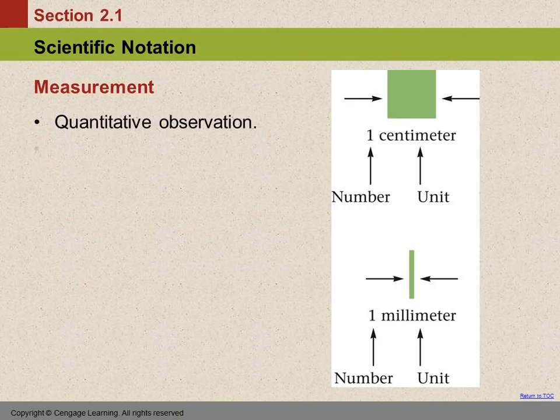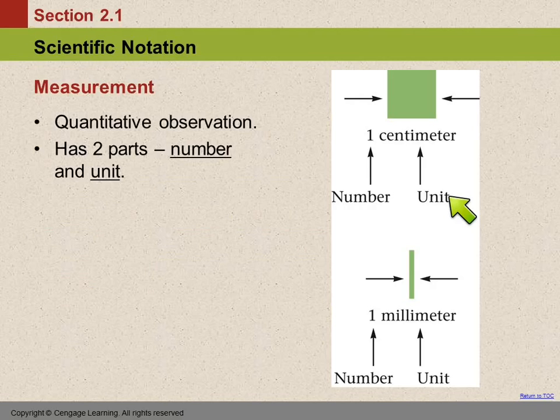I think we all understand what a measurement is. A measurement is a quantitative observation. It's not just, wow, that's a big building, but actually telling how tall it is. It has a number associated with it. So a measurement has two parts. It's got the number and the unit.